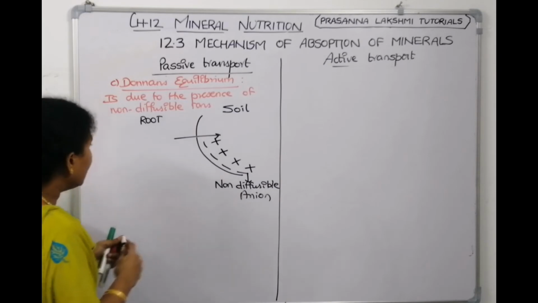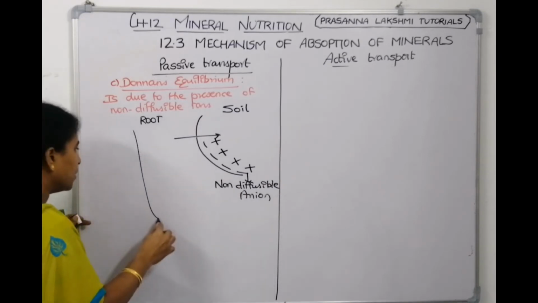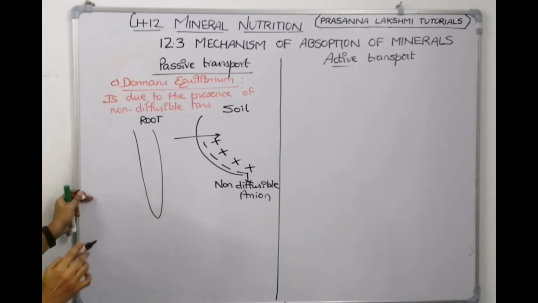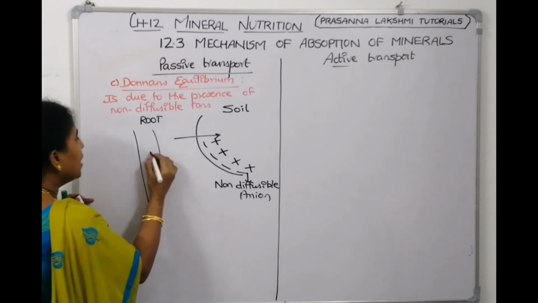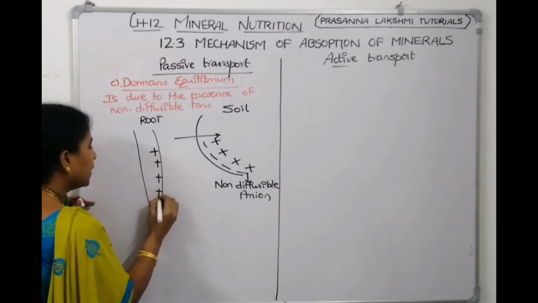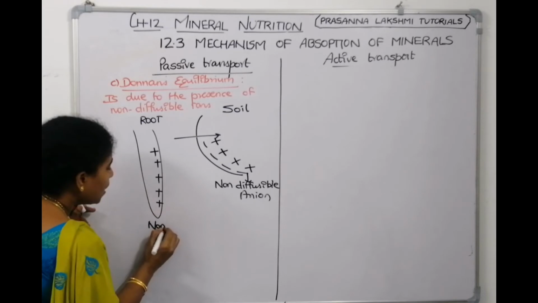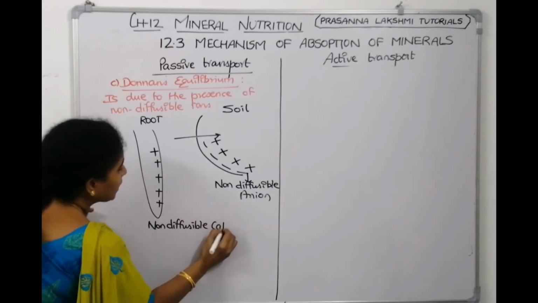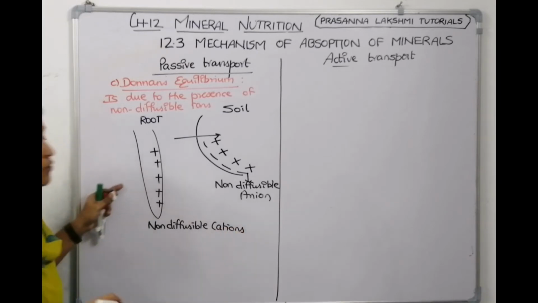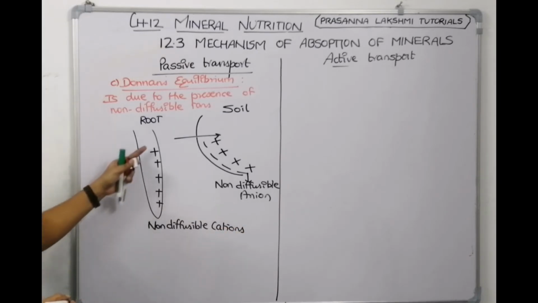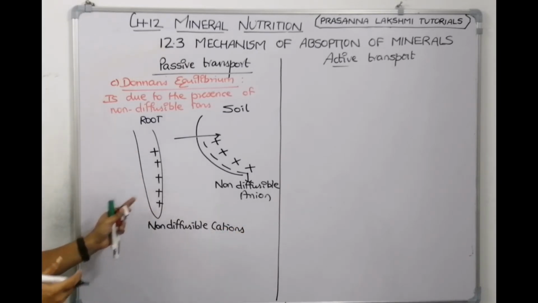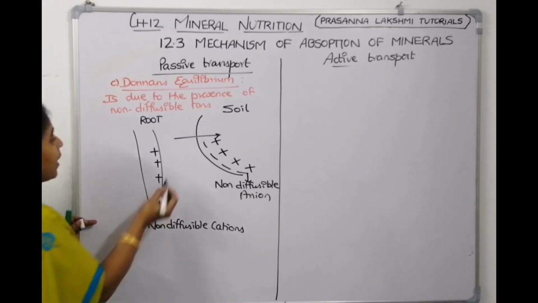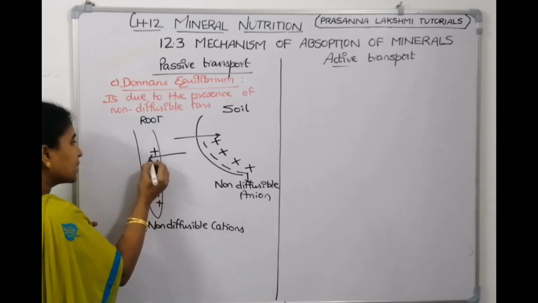Not only here, in the root also the same situation will be there. Now, in root, if non-diffusible cations are there, because of these non-diffusible cations, they cannot go out. Now what happens? Negative charge starts coming in.